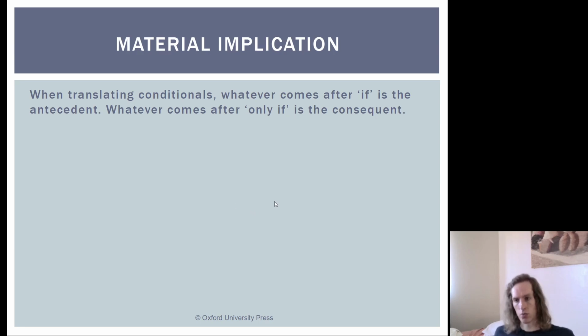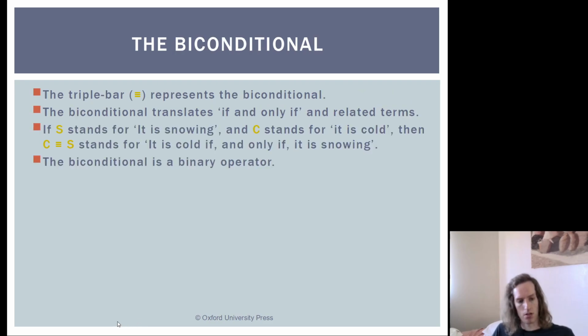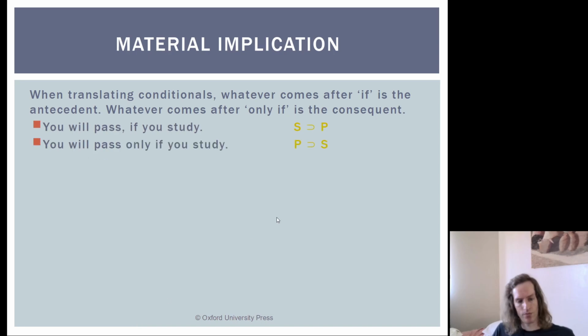So when translating conditionals, whatever comes after the if is the antecedent, whatever comes after the only if is the consequent. So this gets back to what I was just explaining. So we can think about material implication with the antecedent and the consequent in a couple of ways. The simplest way is just if something, then something else. Only if has a different meaning here.